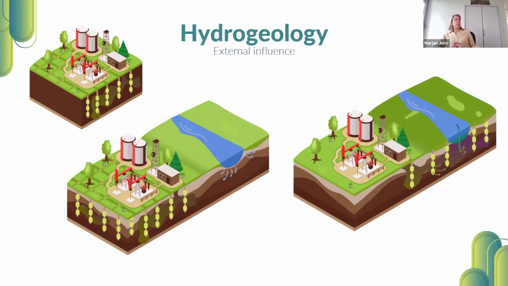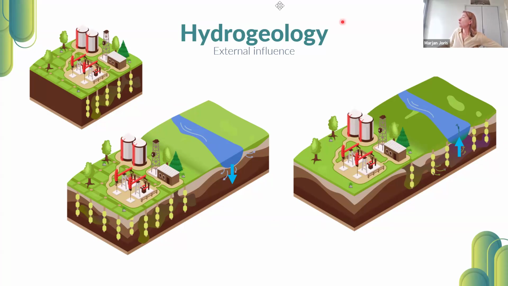Other things that can influence the spreading of contamination, of course, is your hydrogeology. And then you often do not only have to look at your site itself, but you have to also look a little bit further away. It can be the natural hydrogeology, for example nearby rivers or lakes that will influence the groundwater flow. For example, a river upstream which infiltrates, but it can also be that the river drains the area and the groundwater will flow in the other direction.